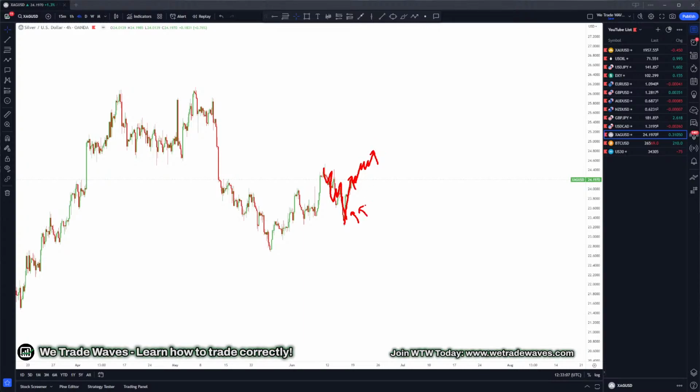So this was a buy. After this drop, if you took this sell, this was also a good sell. And after this drop, this was a buy for us. After this upwave, we'll update you. This move, I'm expecting it to continue to the upside. Okay?